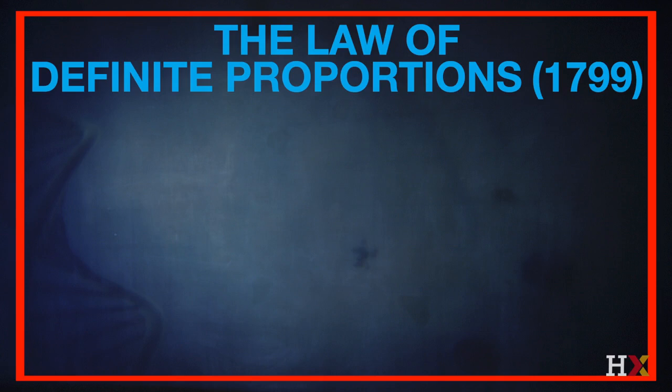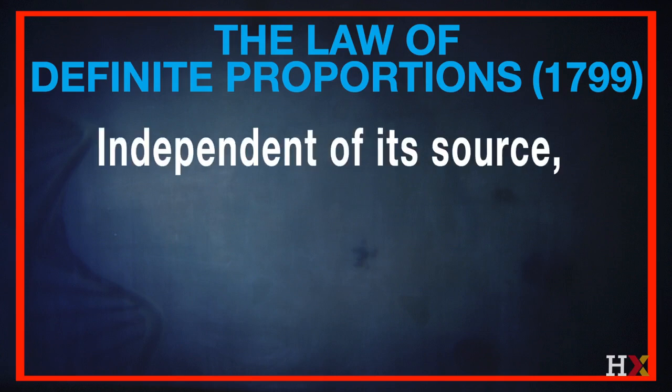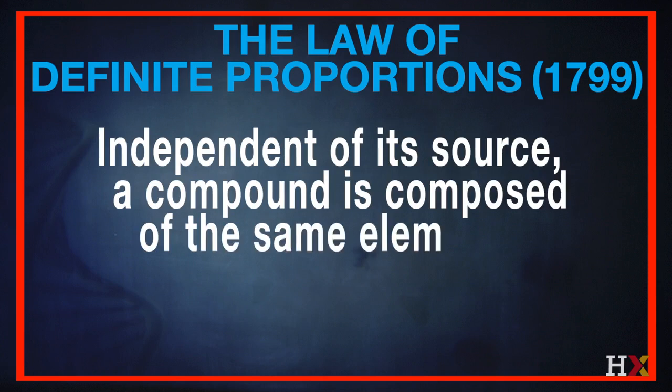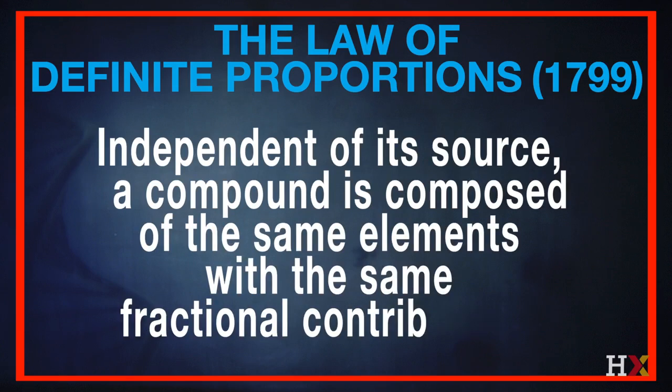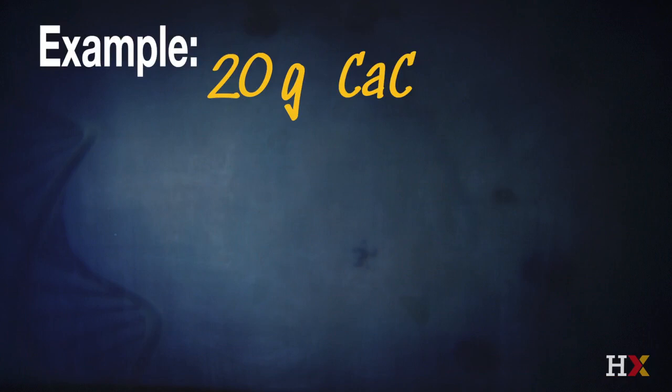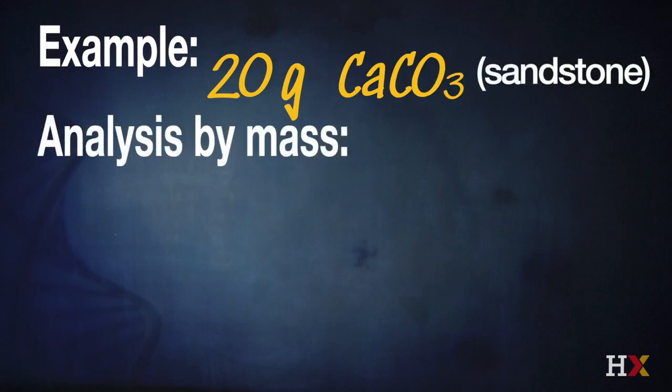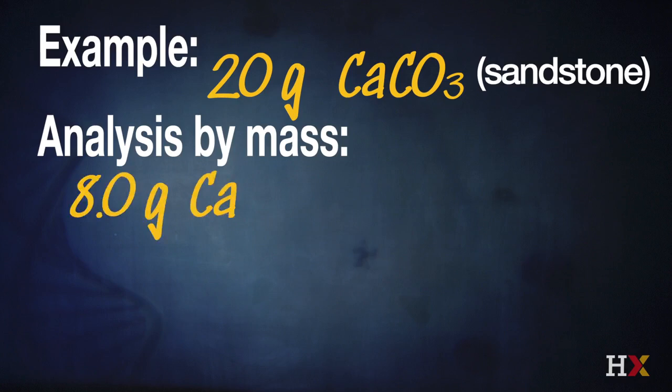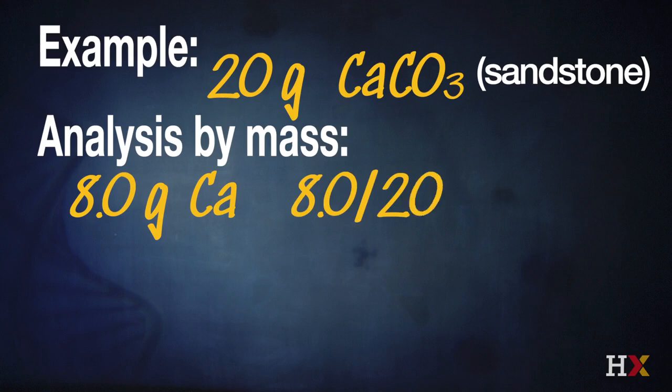That law states that independent of its source, a compound is composed of the same elements with the same fractional contribution. So let's take an example. Let's take 20 grams of calcium carbonate or sandstone. When this is analyzed by mass, it turns out that 8.0 grams come from calcium, and so we can calculate the ratio of calcium to the overall structure of calcium carbonate. That turns out to be 40%.